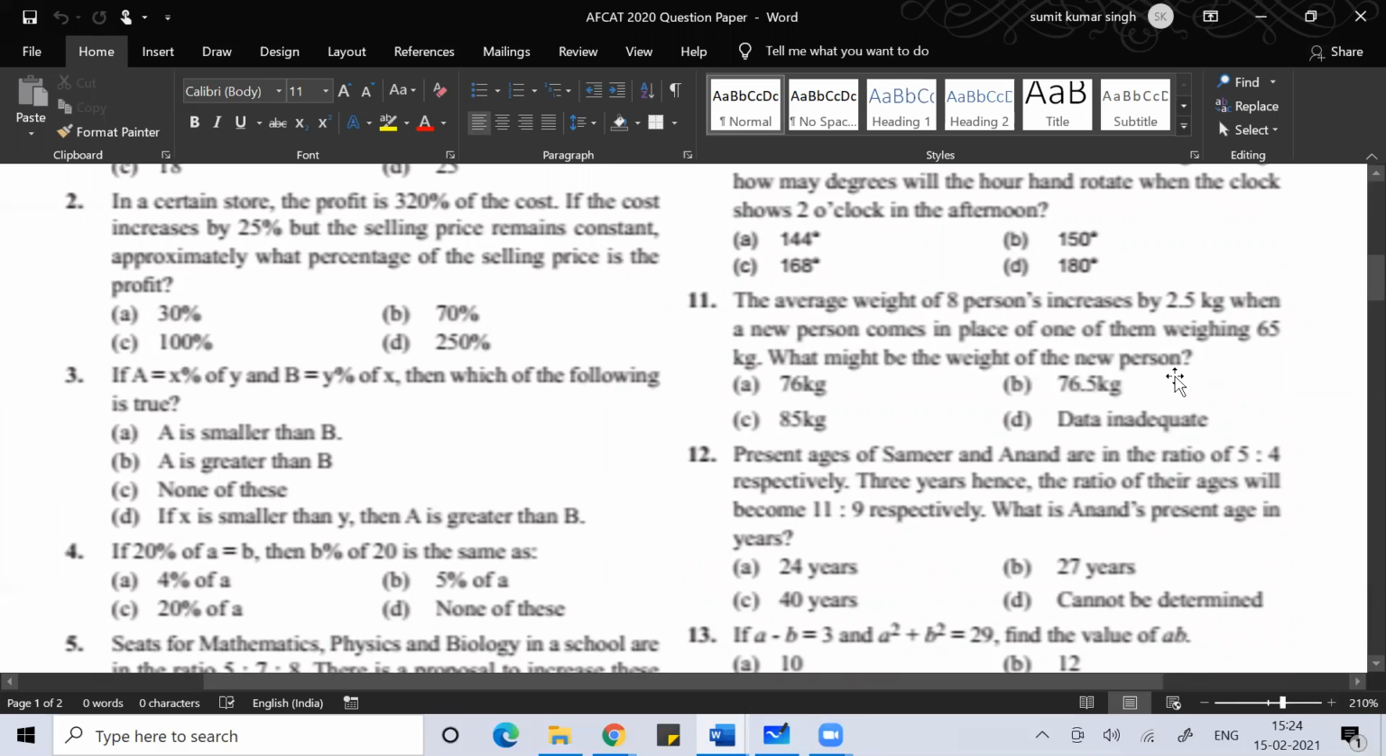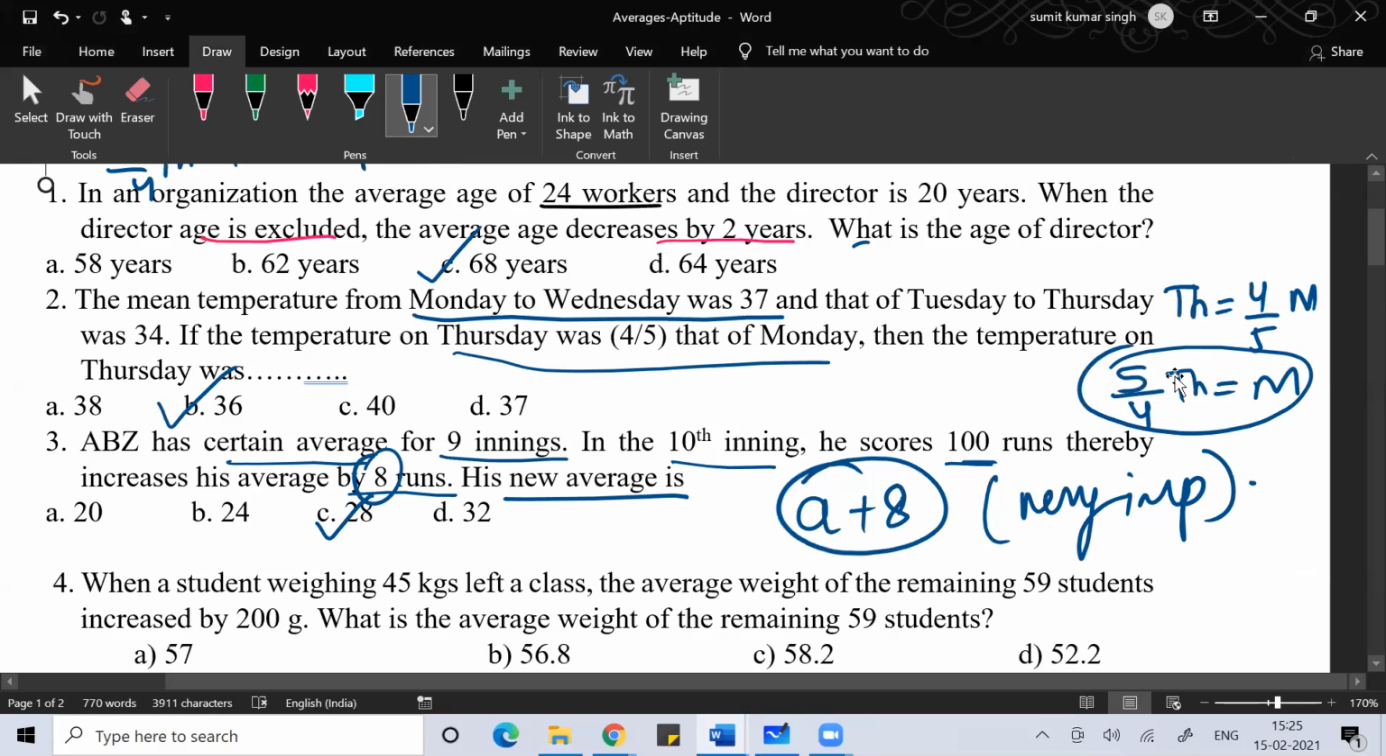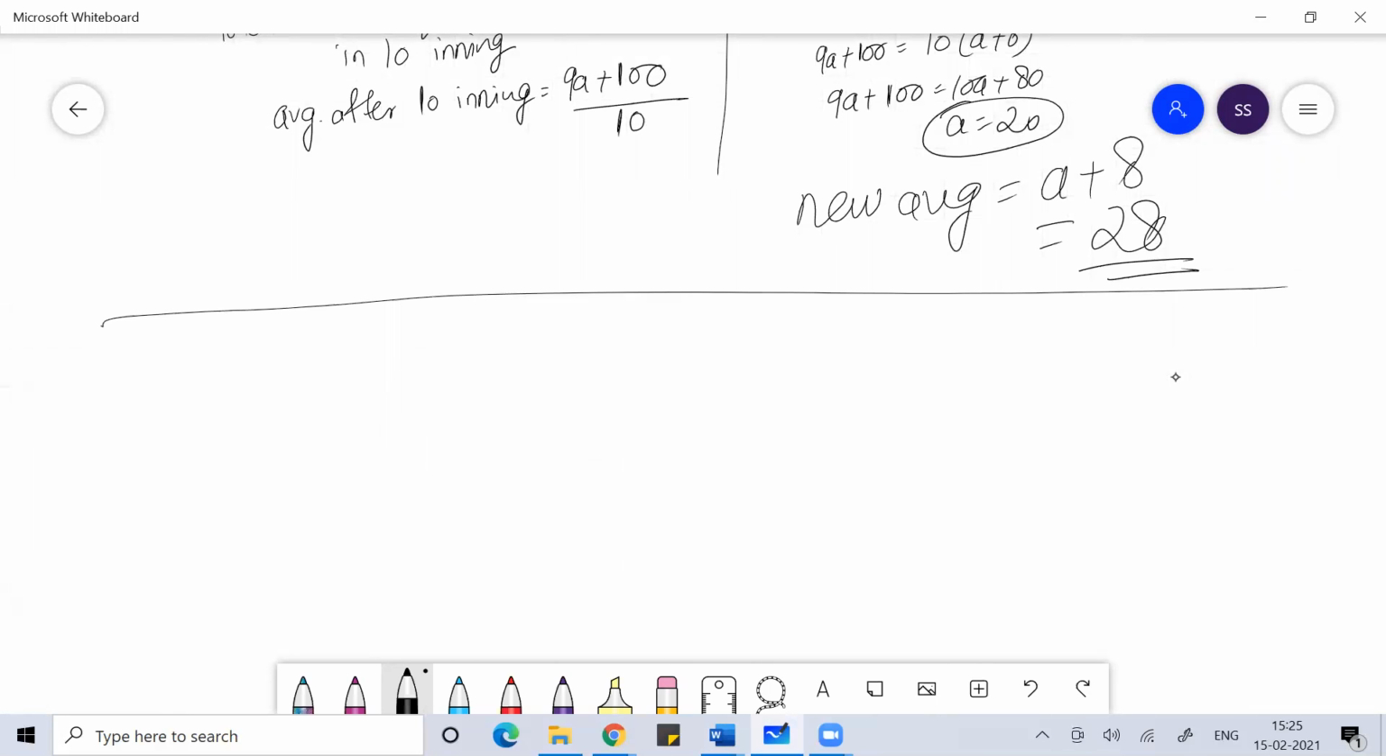So in this question, what is written? The average weight of 8 persons increased by 2.5 kg. Earlier the average weight was, suppose, A, now it becomes A plus 2.5. Why did the average increase by 2.5 kg? Because a new person came in place of another person whose weight was 65 kg. So the total number of persons is still eight. Very simple. Whenever you get these kinds of questions, solve them like this.